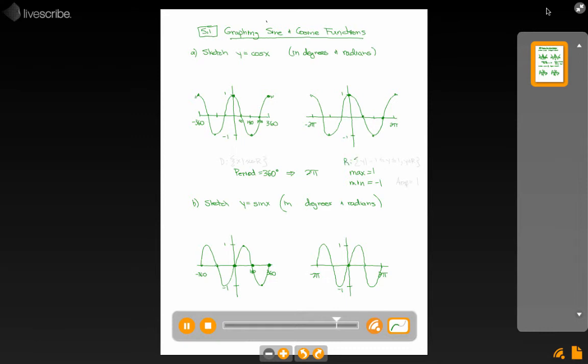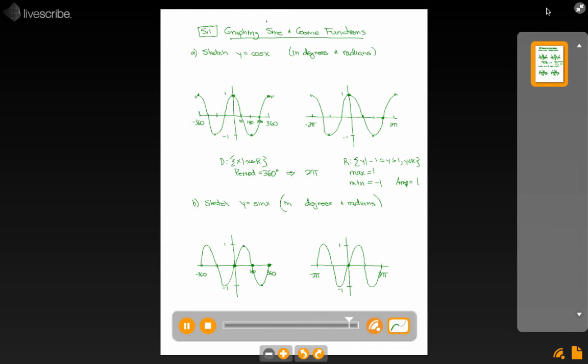The range is all values of y that fall between and including negative 1 and positive 1. Any real number in there will be in your range. Their domain is all real numbers. X, where x is an element of all real numbers. Their amplitude, related to their max and their min, their amplitude is 1.